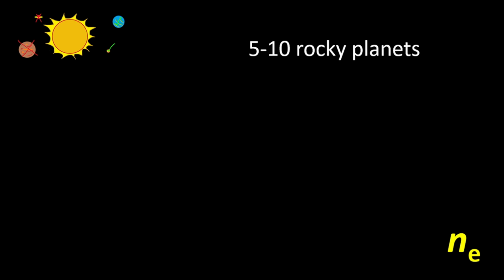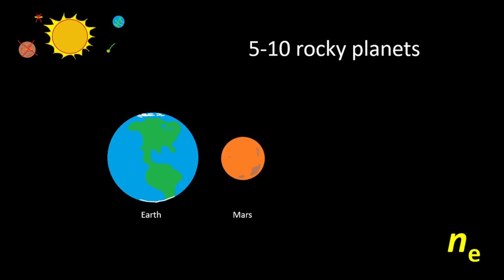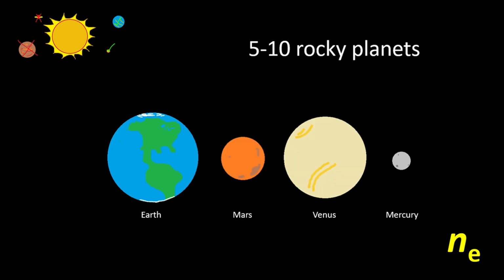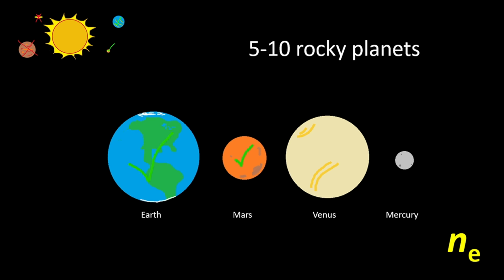On average, stars that have planets have 5 to 10 rocky planets. Our Sun is close to the average, with our solar system having 4 rocky-bodied planets in total. The first and most important, Earth, followed by Mars, Venus, and last but not least, Mercury. For our solar system example, I would say 2 of the 4 planets are capable of supporting life.